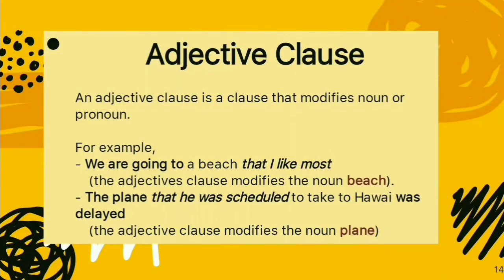A function of the dependent clause is the adjective clause. An adjective clause is a clause that modifies a noun or pronoun. For example, we're going to a beach that I like most. The adjective clause here modifies the noun beach. The plane that he was scheduled to take to Hawaii was delayed. The adjective clause here modifies the noun plane.